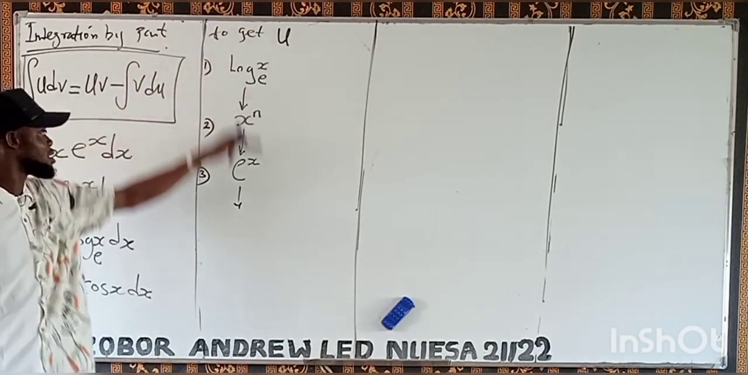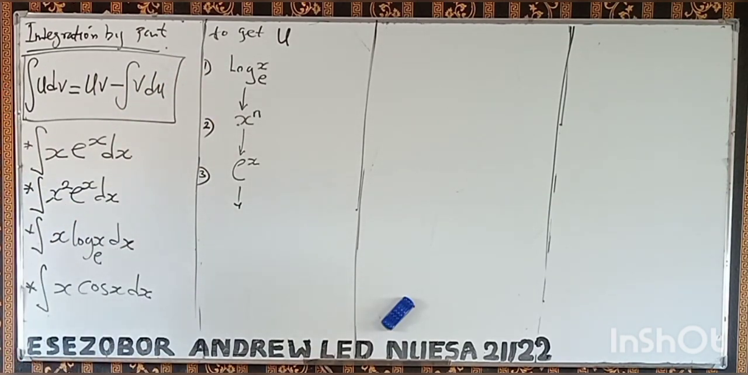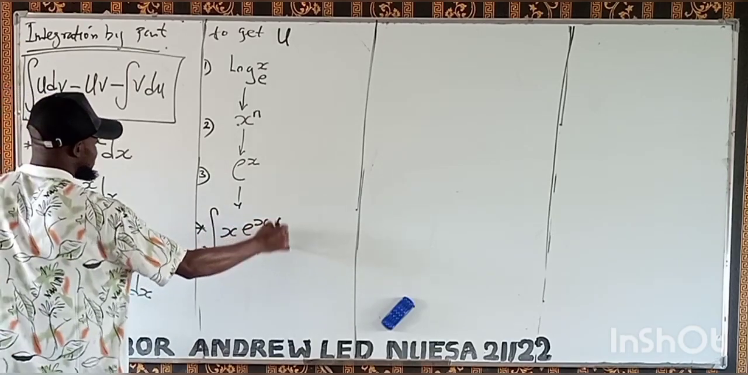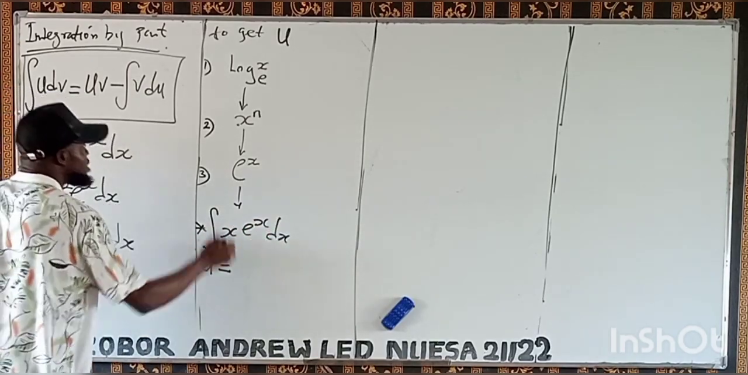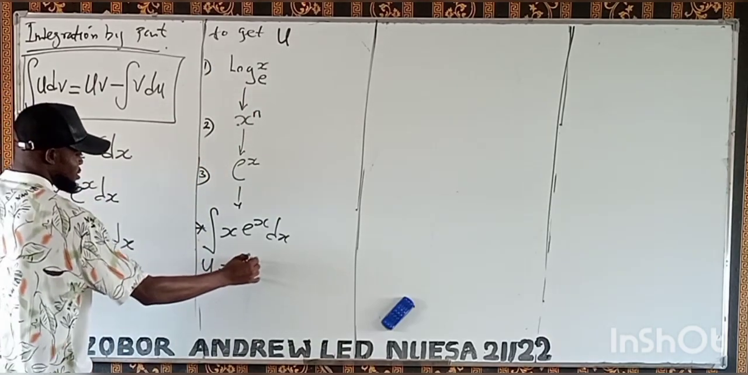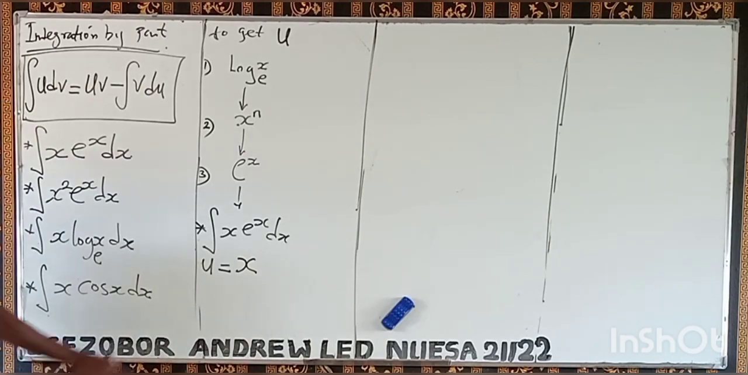This is the other use if you want to select your u. So let's solve this first one now. Integral x exponential x dx. So we said the u will be, there's no log x there. Is there x to the power of something here? We have x to the power 1. That is x to the power 1. We're going to take that as u.